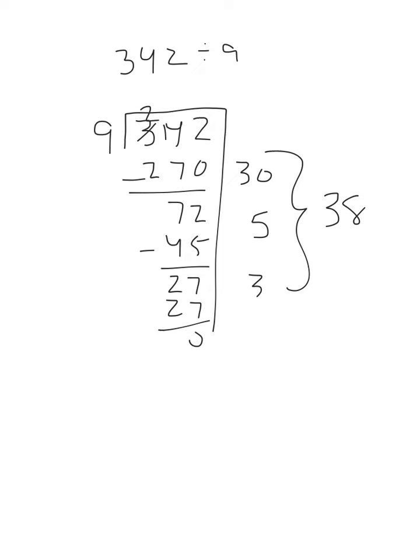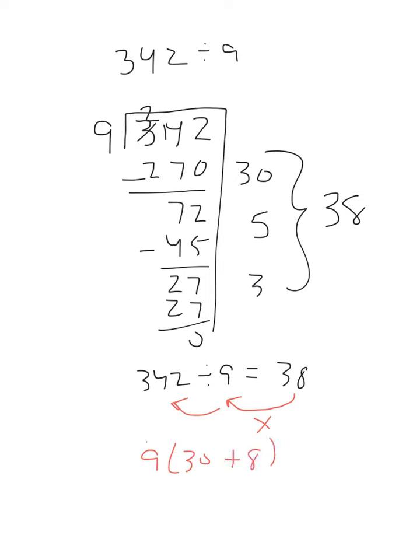Now, how you can check yourself: you're saying 342 divided by 9 is 38, so 38 times 9 should be 342. So let's use partial products. 9 times 30, we know is 270. We know 9 times 8 is 72. 270 plus 72 gives us 342. So using the multiplicative inverse, we're able to check our work. That's what I highly encourage you to do.